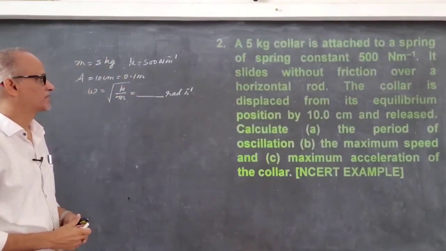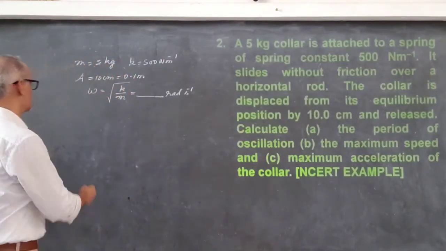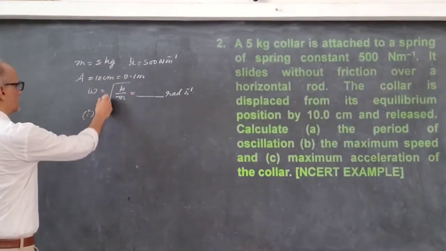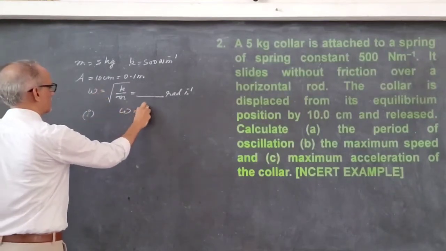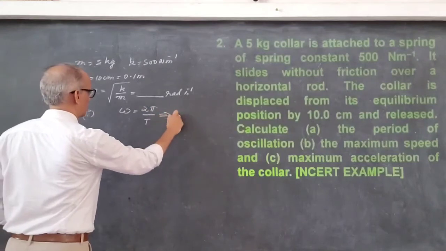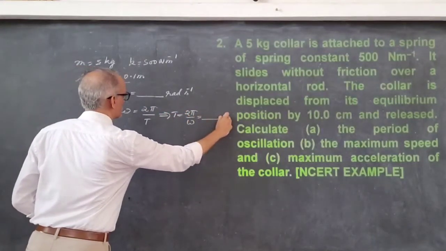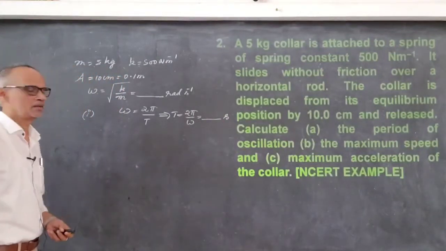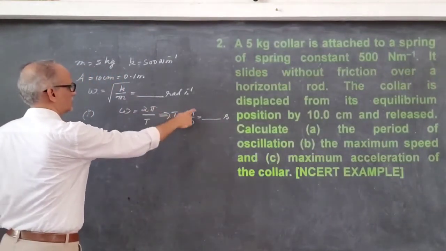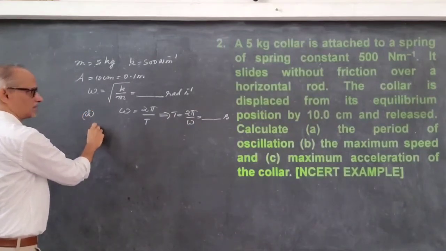Position, right, from its equilibrium position by 10 centimeter and release, calculate the period of oscillation. So the first option is the period of oscillation. From omega, we can always find the period of oscillation. How? Omega is equal to 2 pi by T, and from this T is equal to 2 pi by omega. So the time period of oscillation will always be in second. So omega, we get it here, 2 pi value 3.142. Okay, this is option A, this is option B.